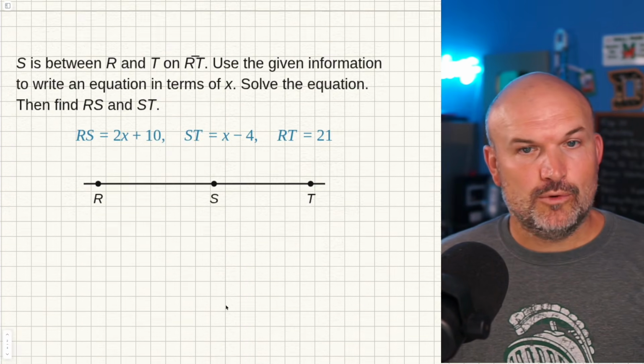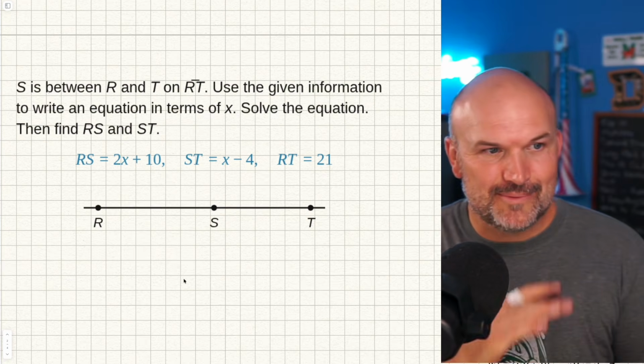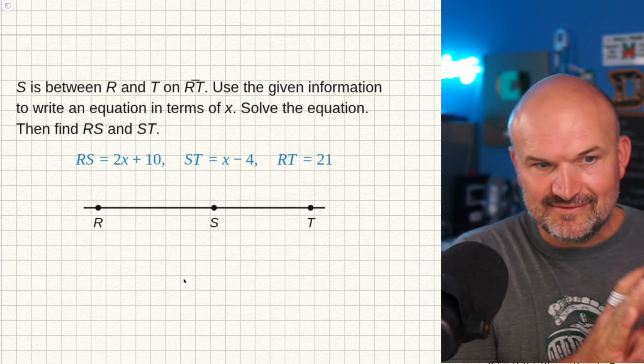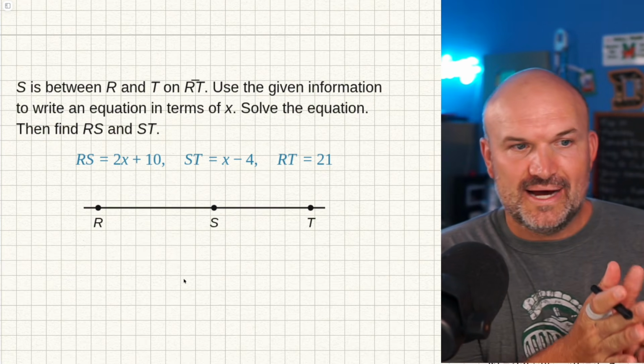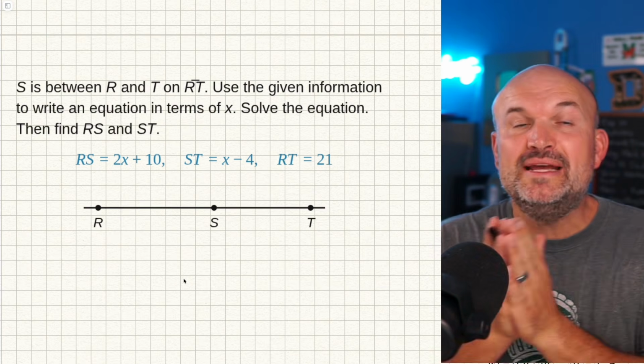Now the next type of problem, whoa, that was fast. The next type of problem is again going to be very similar. But in this case, it says S is between R and T.